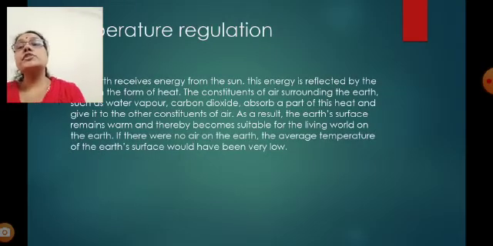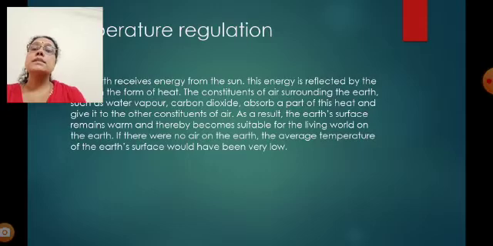Next is temperature regulation. Earth receives energy from the sun. This energy is reflected by the earth in the form of heat. The constituents of air surrounding the earth, such as water vapor and carbon dioxide, absorb a part of this heat and give it to the other constituents of air. As a result, the earth's surface remains warm and thereby becomes suitable for the living world on the earth.